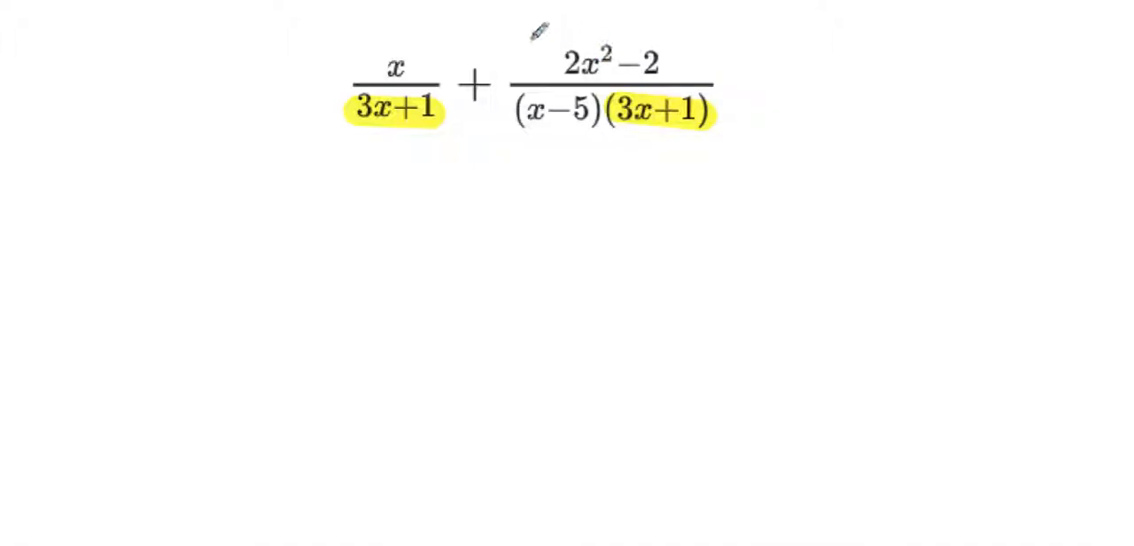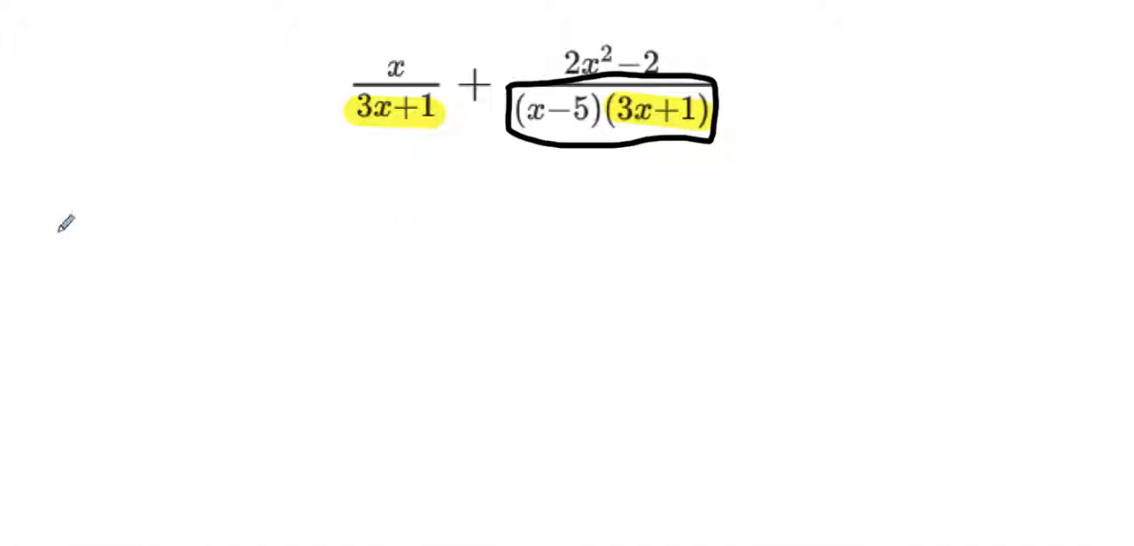This fraction's denominator is x minus 5 times 3x plus 1. So what do you think our common denominator is going to be? Hopefully you recognize that the denominator we have here is going to be our common denominator. All we are going to need to do is multiply this fraction by giant 1 with x minus 5 over x minus 5, and we will not need to make any changes to this fraction.